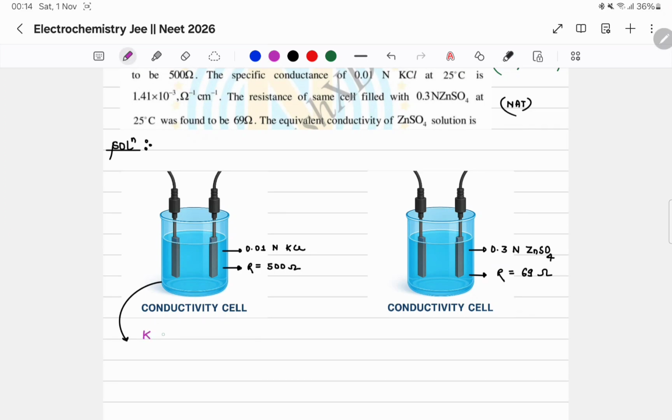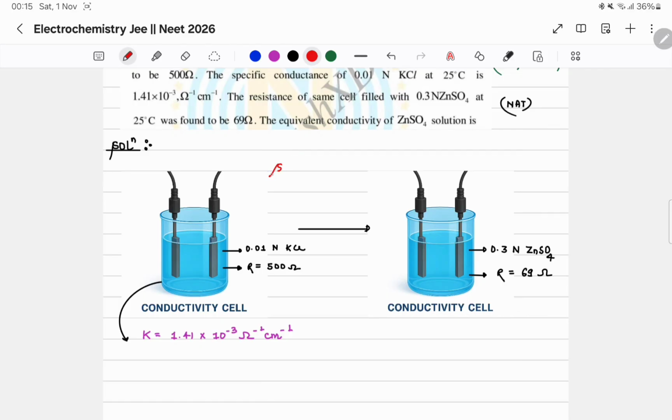Now further, there is specific conductance, which is denoted by kappa, and the value given is 1.41 into 10 to the power minus 3 ohm inverse centimeter inverse. That is the information provided to us. Now in the next line, very important point, they are telling the resistance of the same cell filled with 0.3 normal zinc sulfate at 25 degrees Celsius was found to be 69 ohm.